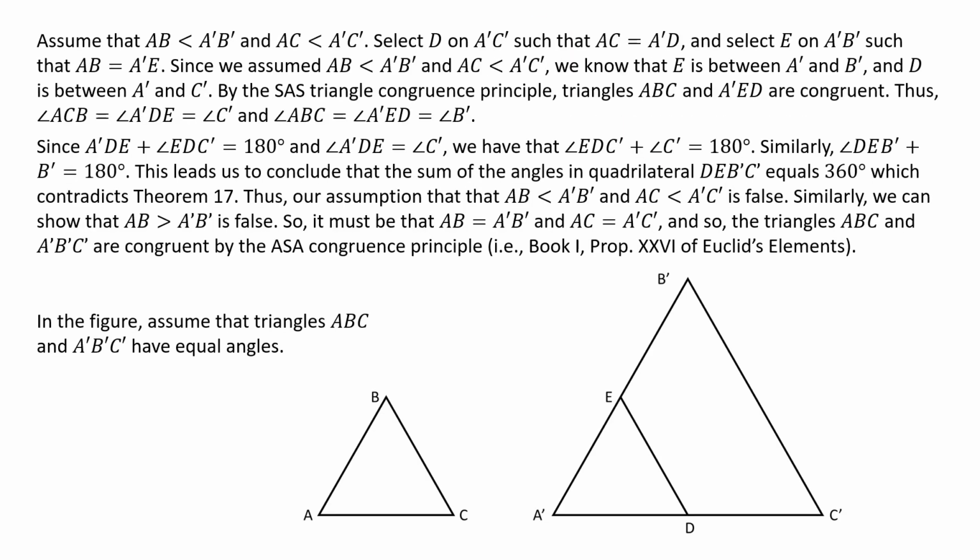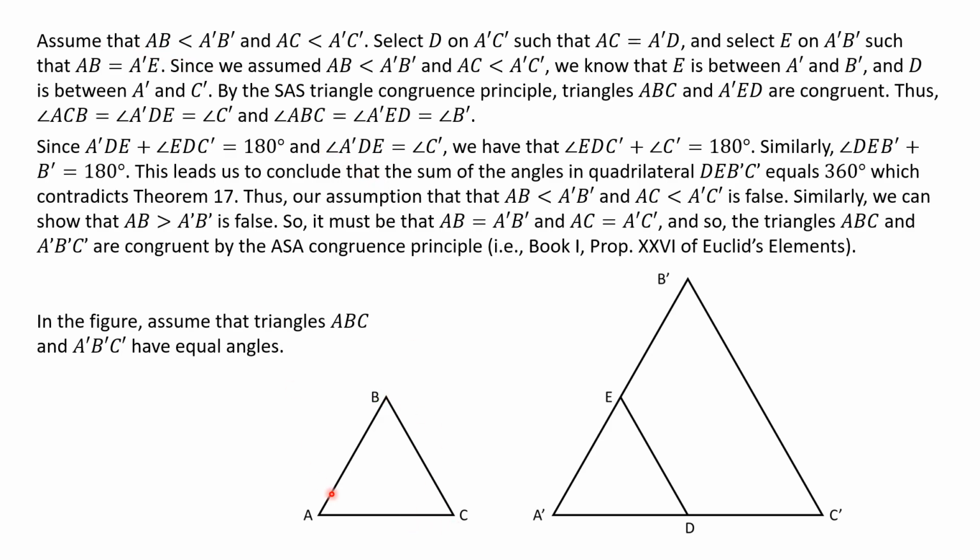To prove the theorem, let's assume that ABC and A prime B prime C prime are similar, and that A prime B prime C prime is the larger of the two. And then we'll get a contradiction, which will force us to conclude that they're congruent.